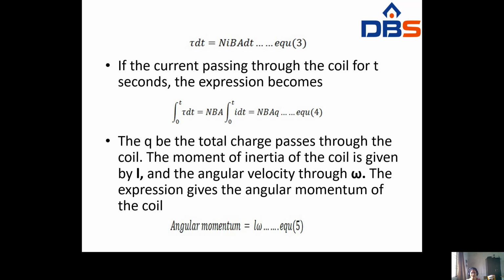Here Q is the total charge passing through the coil. Now see, the moment of inertia of the coil is given by L, and the angular velocity is omega. So the expression gives the angular momentum of the coil. At that time, the angular momentum you have to write as L into omega.